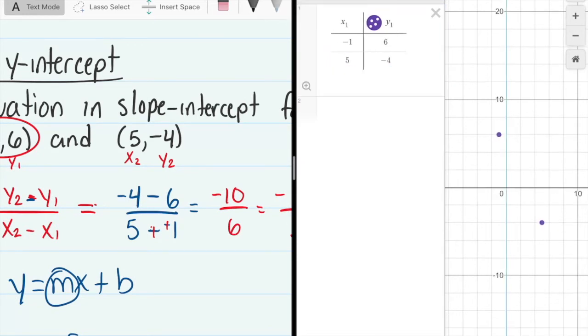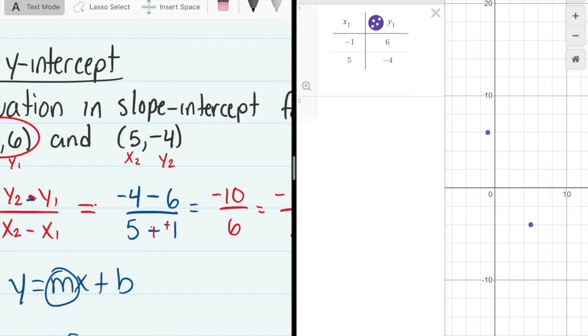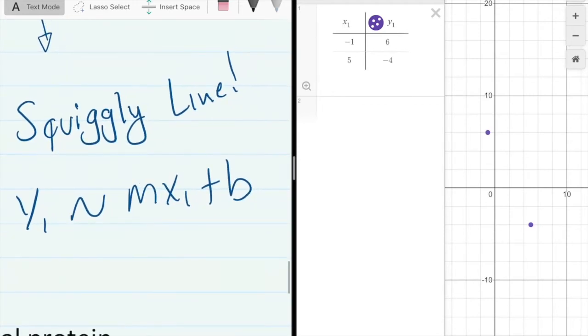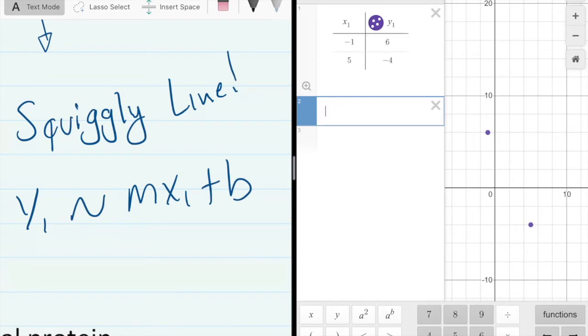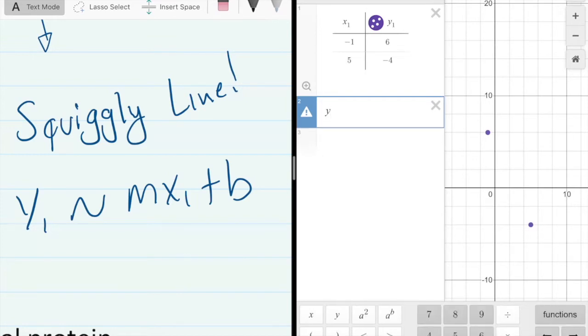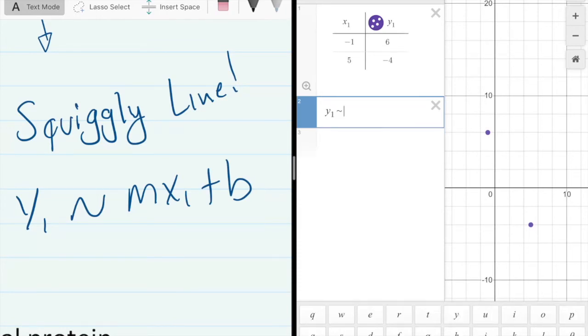Now notice that even Desmos plots the points for you. It's ready to make itself a line. But you've got to help Desmos a little bit. How do you help Desmos? By using this squiggly line. On our second box, we're going to write y1. So you type in the y, but we have to create the 1 at the bottom. You click on this AB, it's going to bring everything down, and you put the 1 there. Put a space, and you're going to put that squiggly line, which is right there.